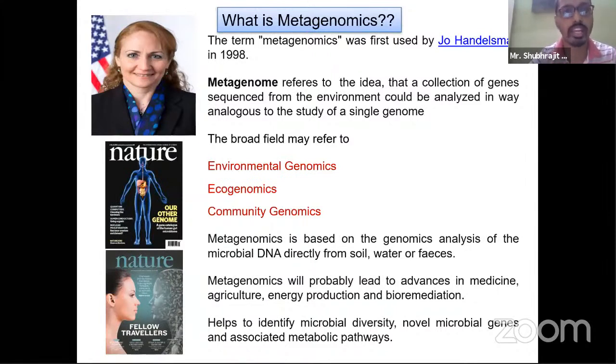So it might be soil, water, or fecal matter from any animal, and it is completely different from the single genome approach, where we just take one individual or one bacterium, isolate its genome and send it for sequencing. Instead, we are collecting samples and studying them as a community instead of studying the individual entity. So it may be referred to as environmental genomics, ecogenomics, or community genomics.